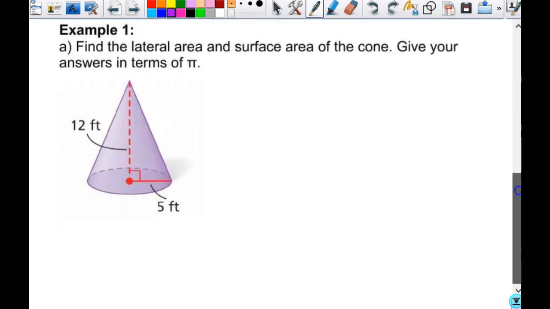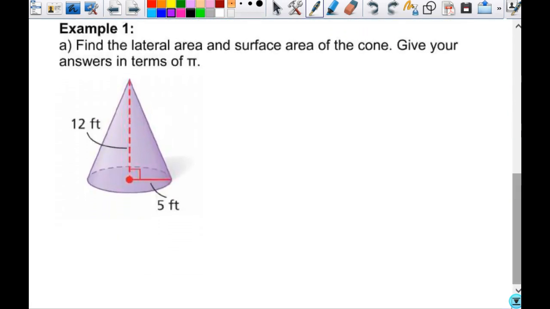So now we're going to find the lateral area and surface area of the cone and give our answer in terms of pi, which means we do not need a calculator. So I start with the lateral area. It is pi RL. Did they give me the radius? Yes, it is 5 feet, so I don't have to worry about messing up with diameter. Did they give me the slant height? No. Can I find it?